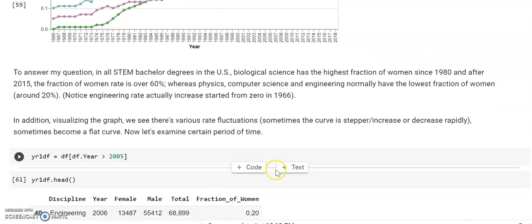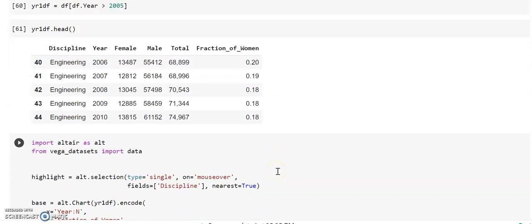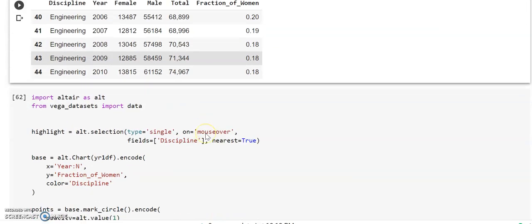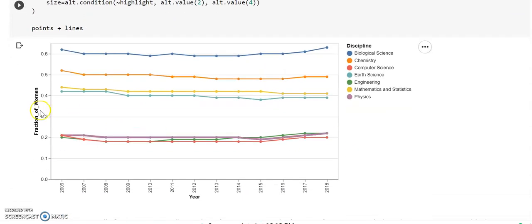So now I'm curious about what happened for a certain period of time, for example, after the year 2005. So I made a subset of the dataset after 2005. I plotted the year versus the fraction of women again. So you can see here's very distinctive flat curves again. So to sum up, all the disciplines after 2005 started to get flat. So the fraction of women starts to maintain pretty much the same. And the lowest three disciplines are physics, engineering, and computer science. The highest one is biology, about 60%.